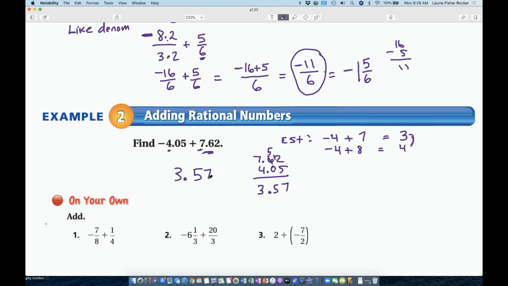So then I go back, two things, always two things. What's the number going to be? What do I do with the numbers? What do I do with the signs? Okay, so the negatives had 4, the positives had 7, the positives had more, so this is going to be positive 3.57. Okay, cool. So that is how to do that.